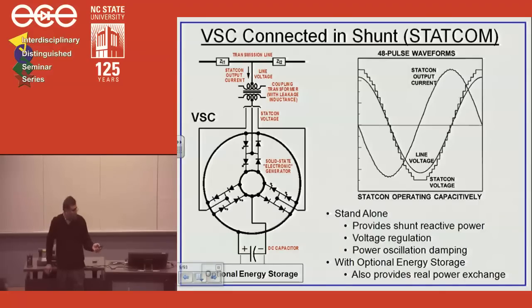So that's one of the things, connected in shunt. If it's connected in shunt, what can we do? Think about a very simple circuit. We've got this voltage and we can inject current, either lagging or leading, because it's AC, such that we can regulate the voltage at this point where it's connected. So if I build this electronic generator and put it in a transmission line, I can regulate the voltage at the point where it's connected. Why is this important? Because over long transmission lines, the voltage will sag as we have the voltage drop or the losses.